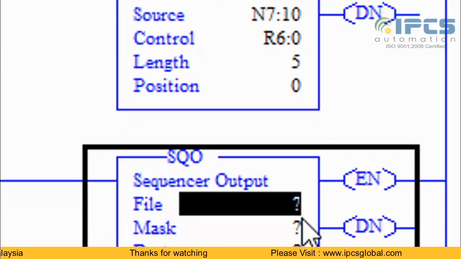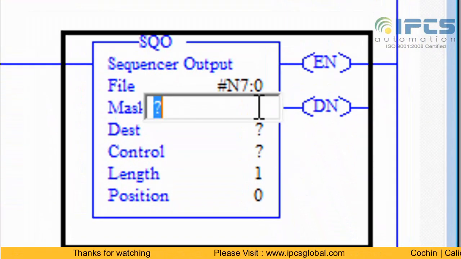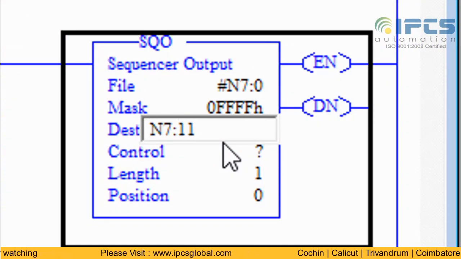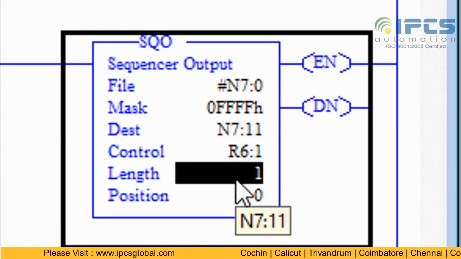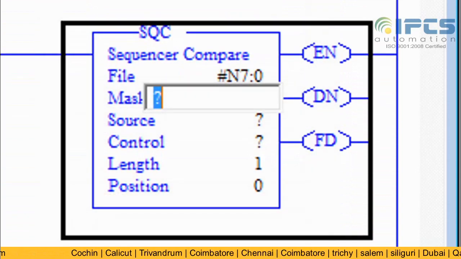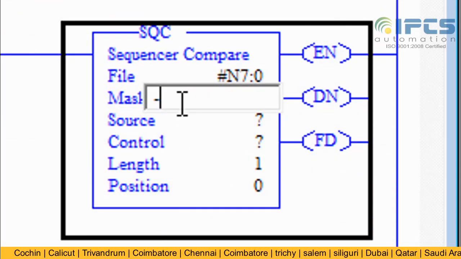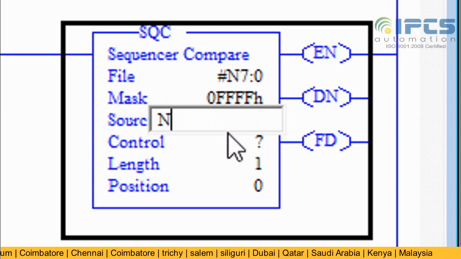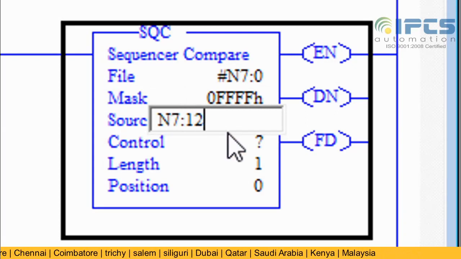Moving to sequential out, which is the reverse of sequential load. Sometimes we may be required not to move out all of the data. In such cases, a mask can be used. After setting the parameters of SQO, move to sequential compare, which is much like a compare instruction. Similarly, defining the parameters of SQC.